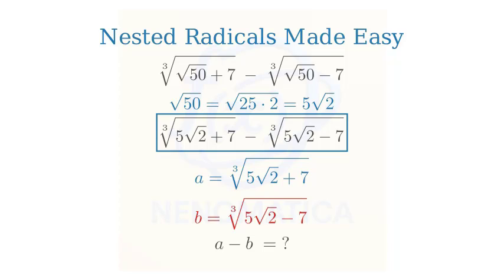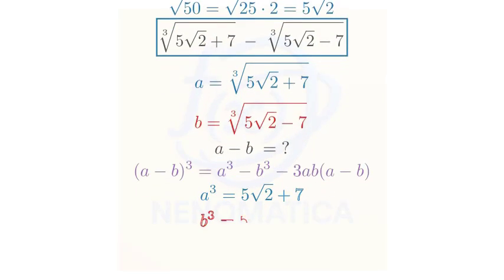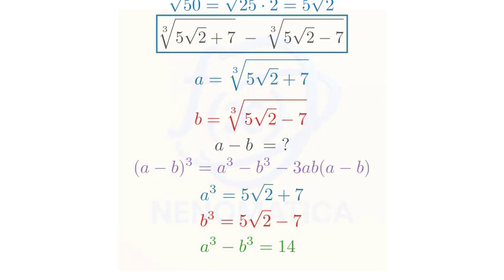Step 3. Use the cube identity. The identity is (a minus b) cubed equals a cubed minus b cubed minus 3ab times (a minus b). We already know a cubed and b cubed from the definitions. a cubed is 5 square root of 2 plus 7, and b cubed is 5 square root of 2 minus 7. Their difference is 14.